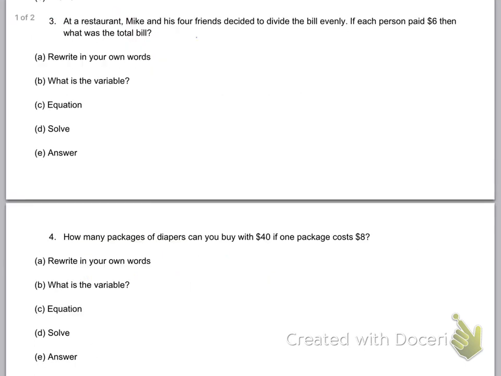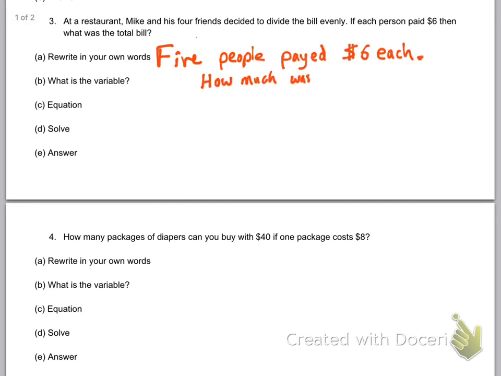All right. Now, at a restaurant, Mike and his 4 friends decided to divide the bill evenly. If each person paid $6, what was the total bill? Be very careful that it's not just 4 people paying because it's Mike and his 4 friends. So it's 5 people altogether. So that's a good way to rewrite this. I'm going to forget about Mike. I'm going to say, hey, 5 people paid $6 each. How much was the bill?